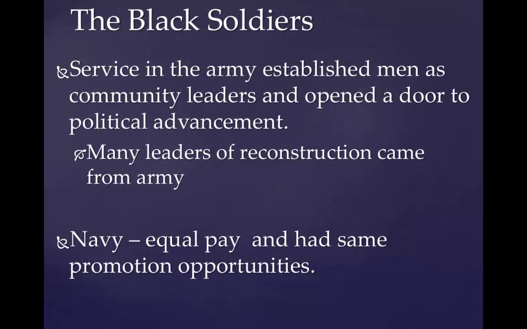In this case, this is more after the war, but service in the Army ultimately established these men, these African American soldiers, as leaders, and it's going to open them up for political advancement during the Reconstruction era, whether locally as representatives or even nationally in certain cases. Many of these men who became leaders during this time came from the Army. In fact, you even had Navy men actually getting equal pay in certain cases as your white soldiers, and even had promotion opportunities, which was obviously pretty big.